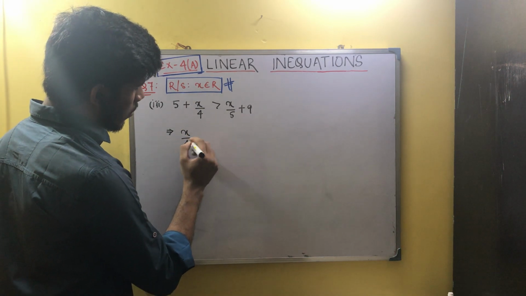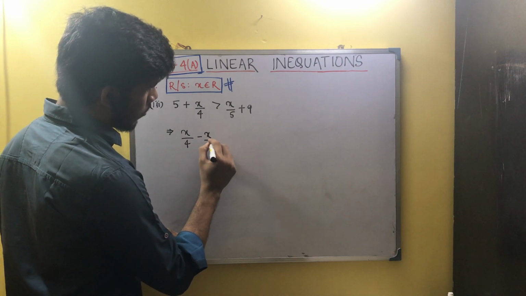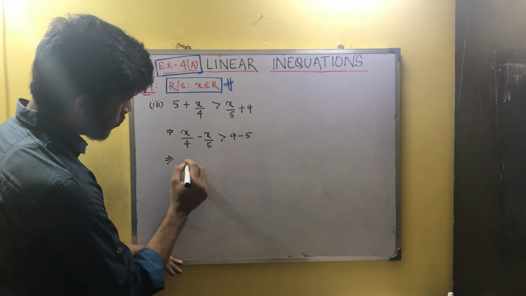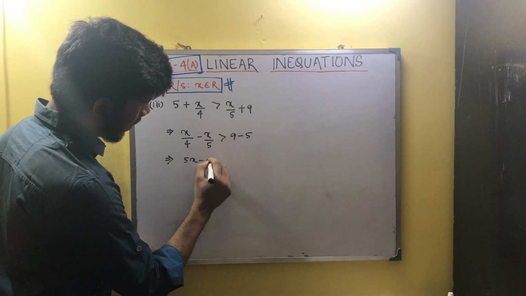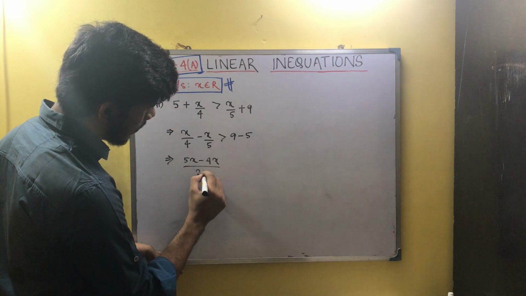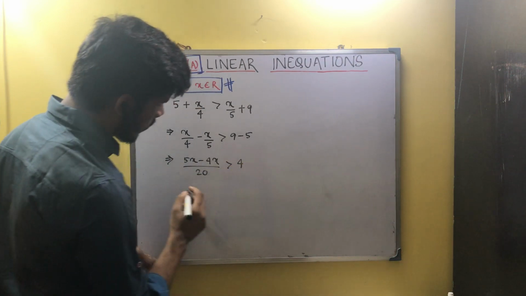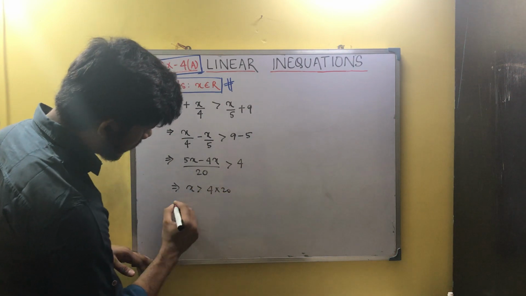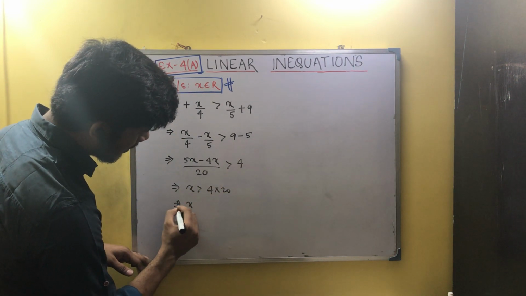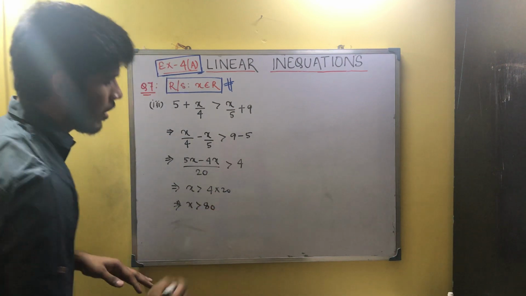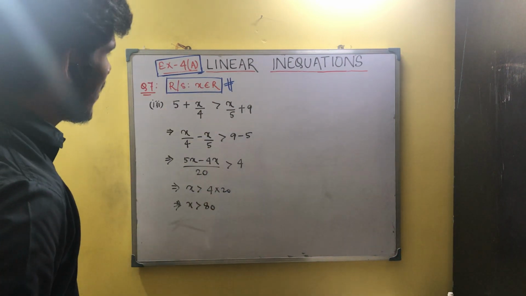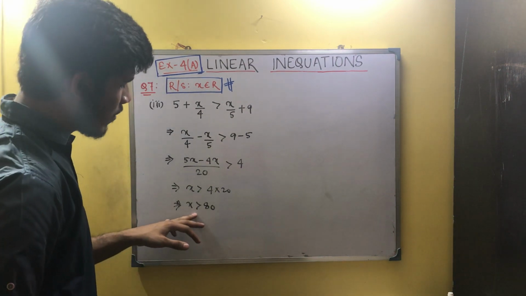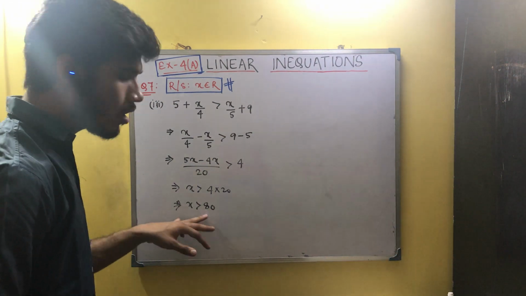So let's take the variables to the left hand side. If I do so, x by 4 minus x upon 5 is greater than 9 minus 5. Alright, so if you get here (5x minus 4x) upon 20 greater than 4, this gives you x greater than 4 into 20, that means finally x greater than 80. Now x needs to be greater than 80, but at the same time x belongs to R. Now again here you have strictly greater than 80, which means you cannot include the value of 80.